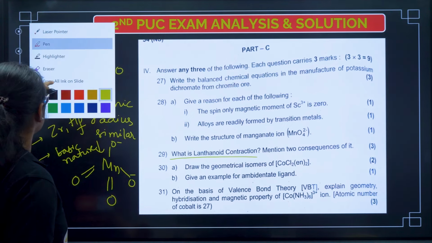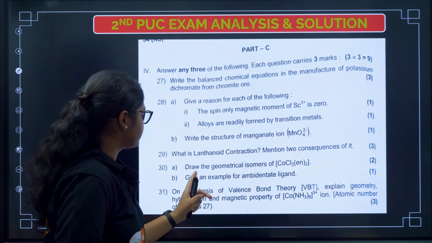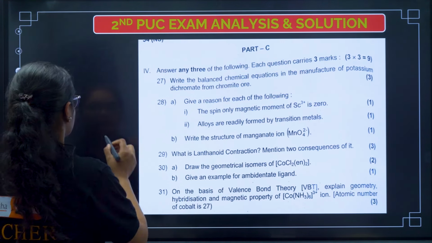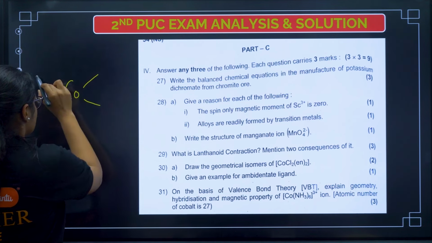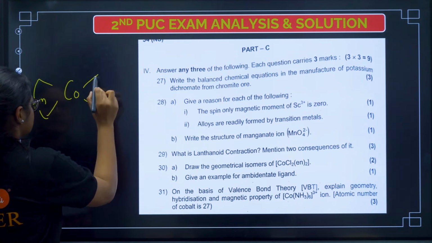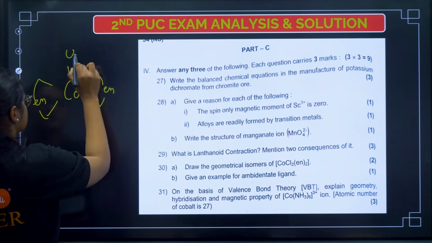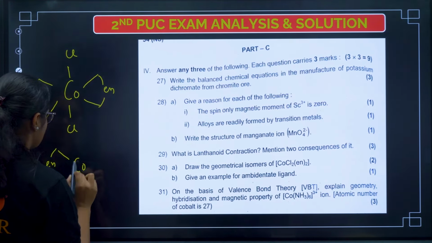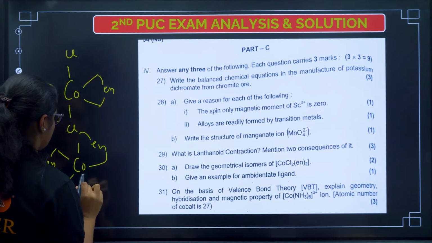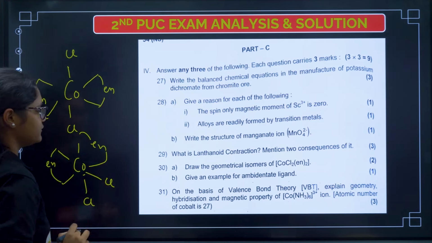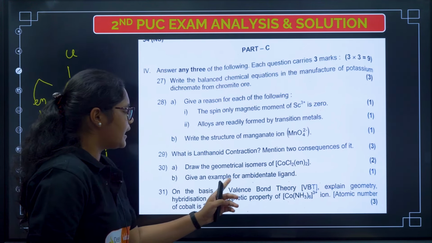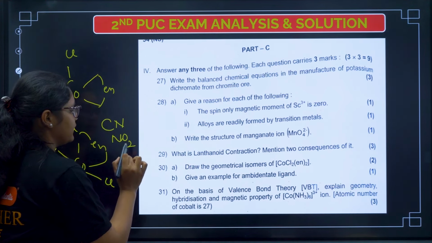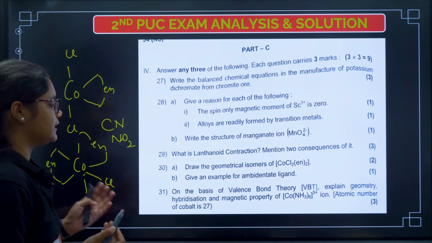Okay, next question is draw the geometrical isomers. So you have to draw cis and trans geometrical isomers for Co. You can first draw the trans one, so Co(en)2Cl2, and then the cis one. We can have it like this, right? So these are the 2 geometrical isomers, and you have to give an example of any ambidentate ligand. You can use CN, NO2. These 2 ligands you can write as an example.